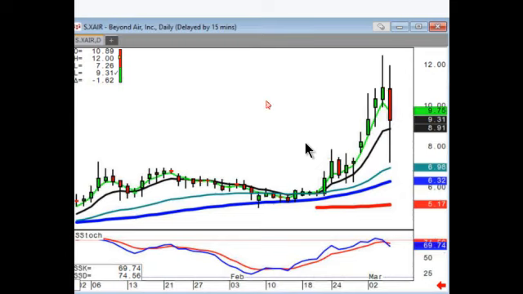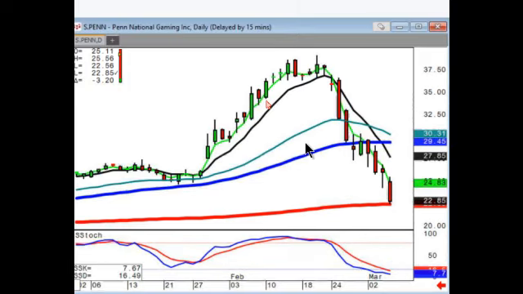So anytime you can put a stop in at a logical place, you're going to find that using candlestick signals, you're going to be a lot more pleased that you got out at the appropriate time. There is your bearish engulfing signal, starting your downtrend on Penn.